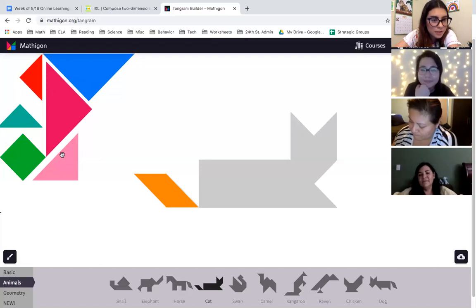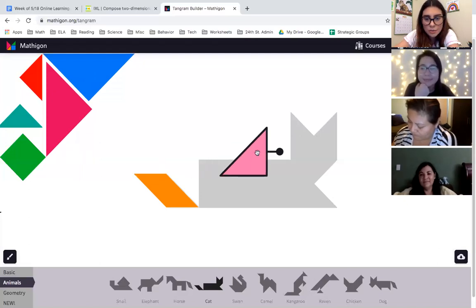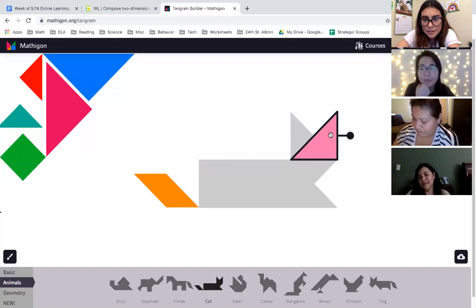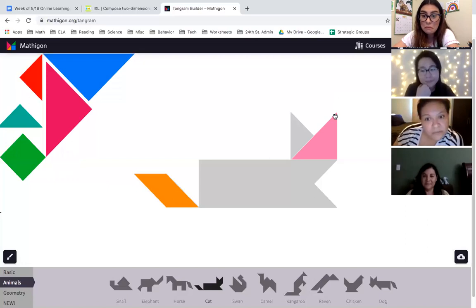Okay, this pink one? Yes. All right, let's move it around and let's see what we got. So if we use this pink triangle, it gets the face and the ear. What do we think? Do we want to leave it there or try a different shape?